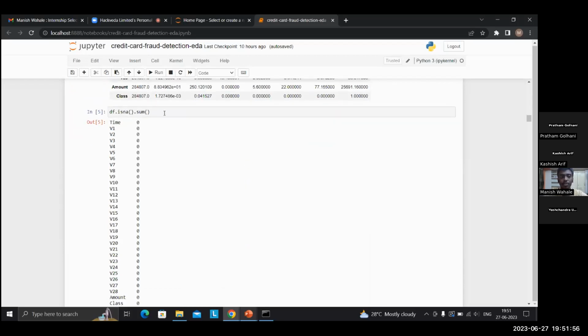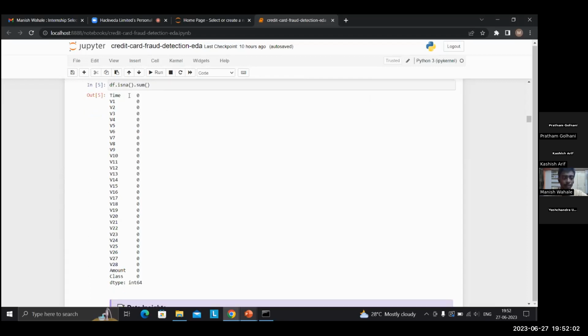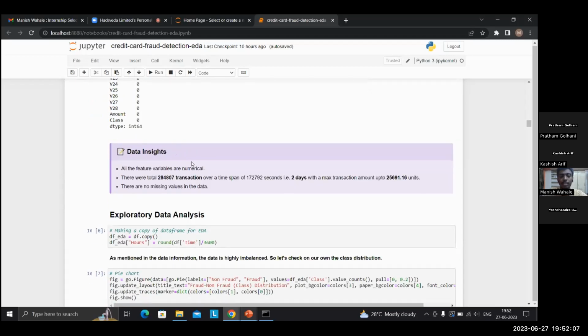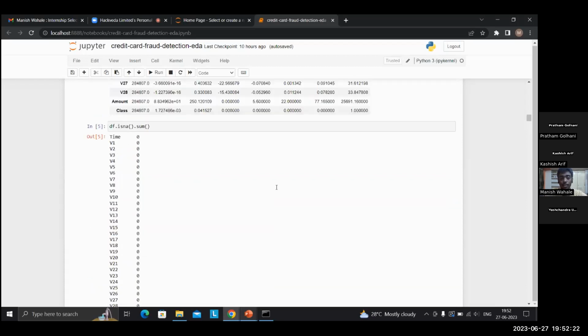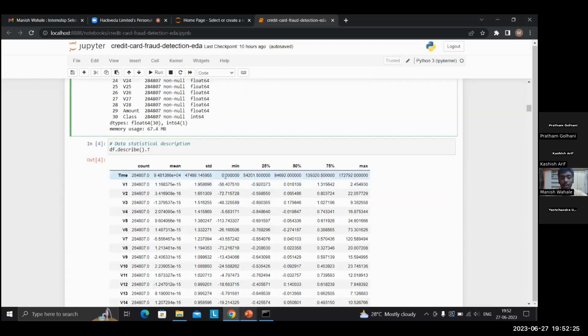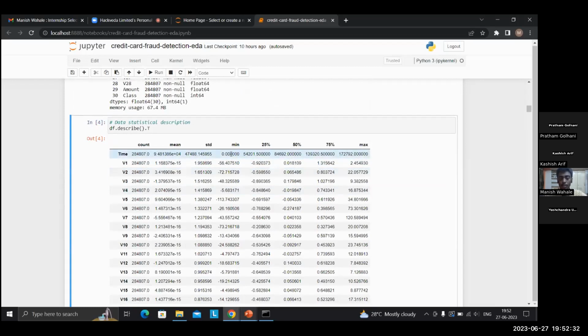Then this code is to see if there are any missing values present. We can see that there are no missing values here. The data shows that all the features are numerical, so we don't have to handle any categorical variables here. There are 284,807 transactions over a span of 172,792 seconds. We can see that the time minimum value is 0 and the maximum value is at that figure. Here we can also check the quality of the data.